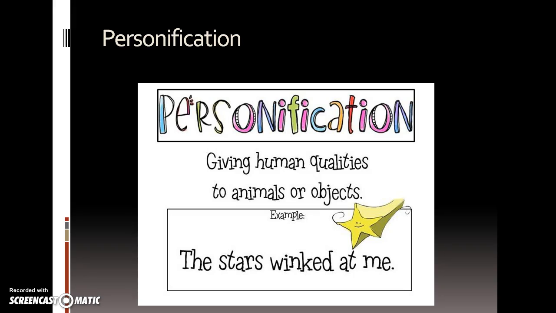personification. This has to be my favorite to see in papers. It gives human qualities to animals or objects, things that are not human. The star winked at me. That gives me a warm feeling when I read that because I know that the star did not literally wink, but I could see that it must be a dark night with one star in the sky kind of glistening. And there's a strong visualization that is made through personification.